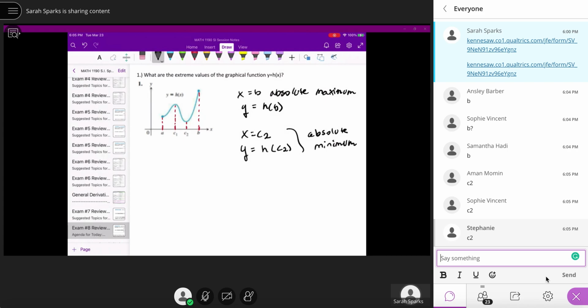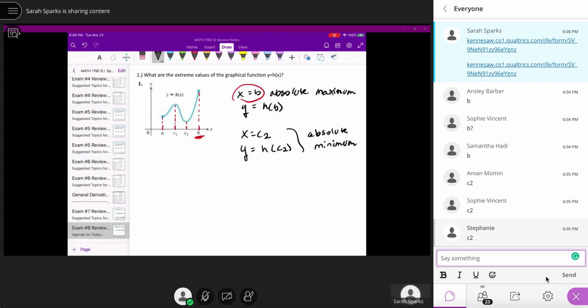Just to reiterate, for your absolute minimum, you're looking for the lowest y value on that interval, including the endpoints, and you're also looking for the highest y value in that function, including the endpoints. You notice that in this case, our endpoint is the absolute maximum. So whenever we're doing our problems, we have to check our endpoints as well, including the critical points.